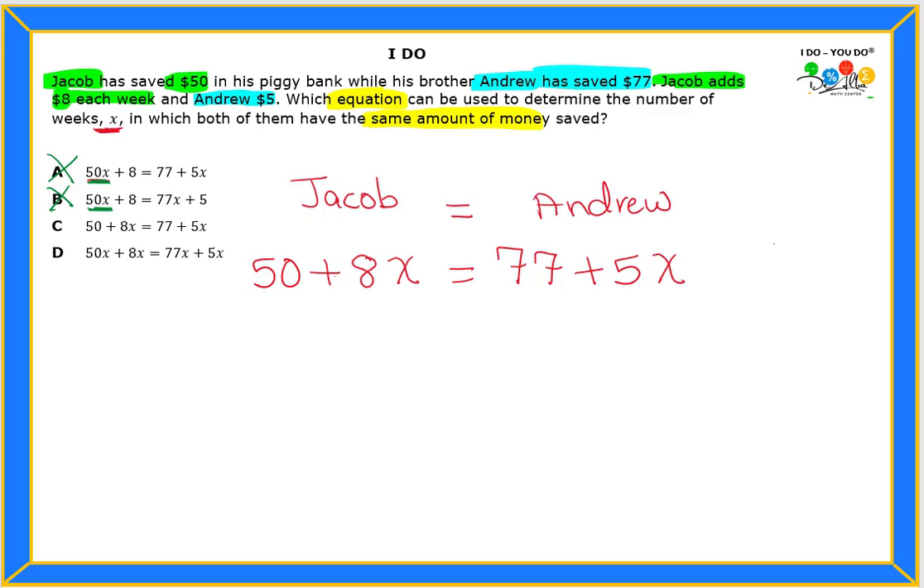What about letter C? Well, letter C looks fine, right? It has the 50, the plus 8x, the 77, and the 5x, right? Yeah, that looks like a good one. What about letter D? No, because letter D also has the what? The 50x, okay? So that cannot be my answer. Therefore, my answer for this has to be letter C. Very good. That matches exactly my equation. Good.